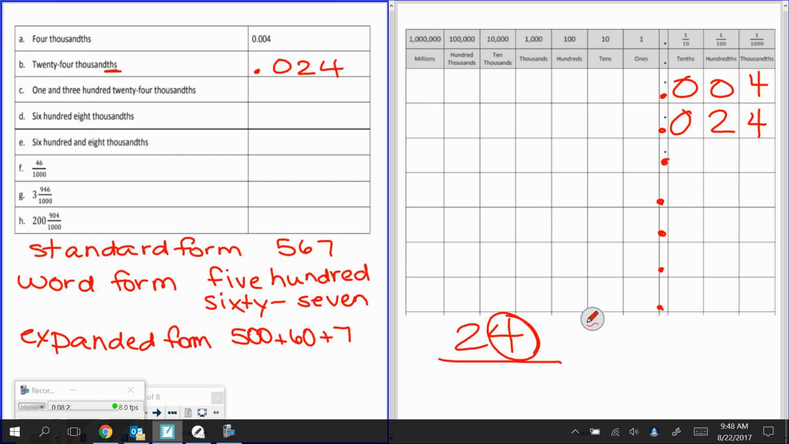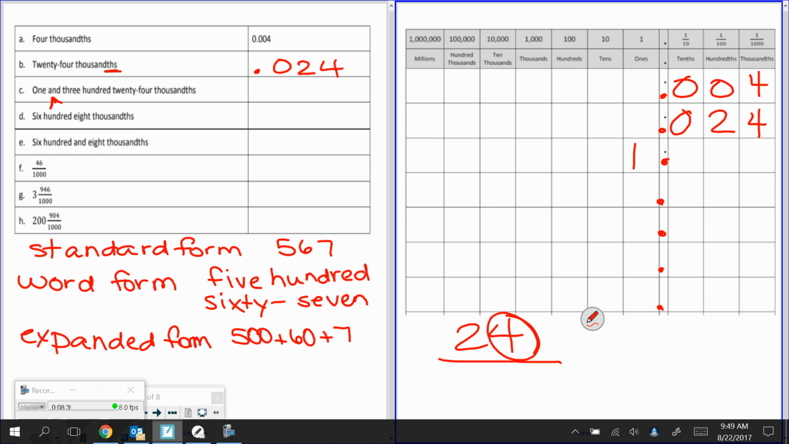1 and. What does and mean? Means a decimal. So where is the 1? In front of the decimal. 1 and, this is where you have to be a real stickler for the and.